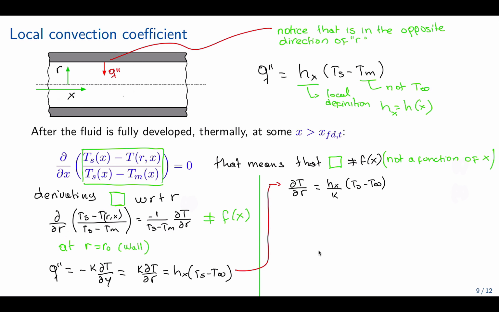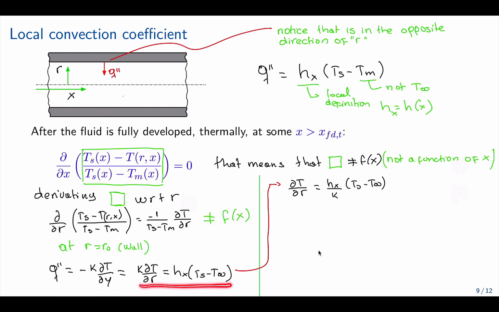But what happens at the wall? At the wall, the fluid is static, velocity is 0, and the heat flux is equal to minus k dT dy. Because r is in the opposite direction of y, the derivative with respect to r is going to be minus the original one, so that becomes positive, and this is equal to the convection. So the convection is h of x multiplied by Ts minus T infinity, and we are assuming the local convection coefficient at that point.